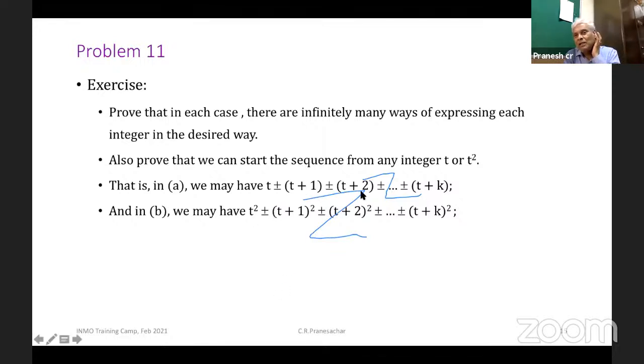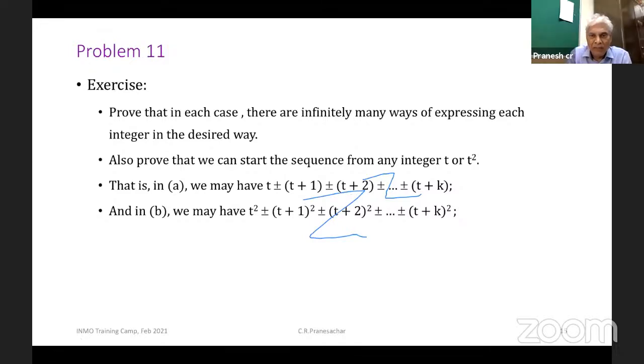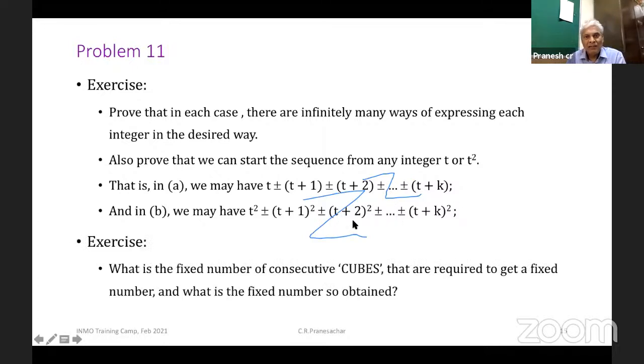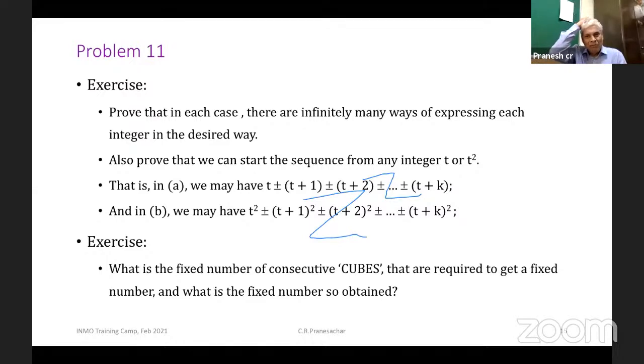For first degree, how many numbers are required to get a 0? 2. 4. No, 4. Because 2 will give you 1, and the next 2 will give you minus 1, say. So 1 minus 1, 0. So for first degree, it's just 4 numbers. For second degree, it is 8 numbers. Now the question is, how many fixed number of consecutive cubes will be required? Suppose we want to go 1 degree higher, that are required to get a fixed number. 8. 8. So you're right. And what will be the fixed number?